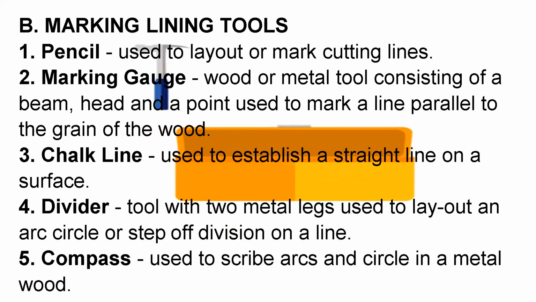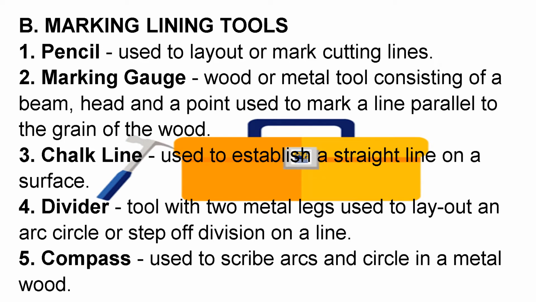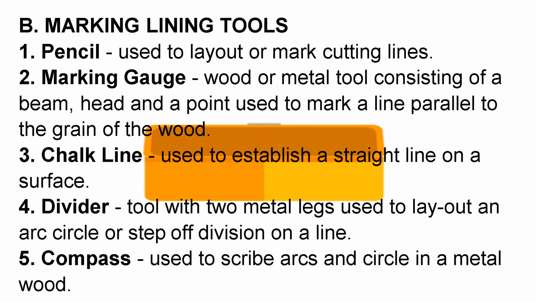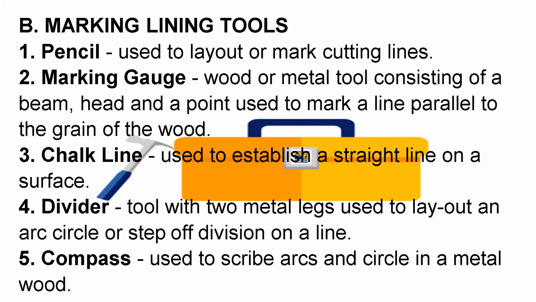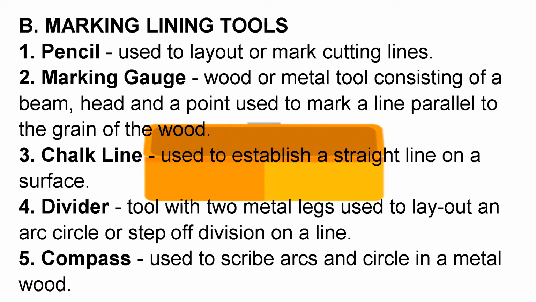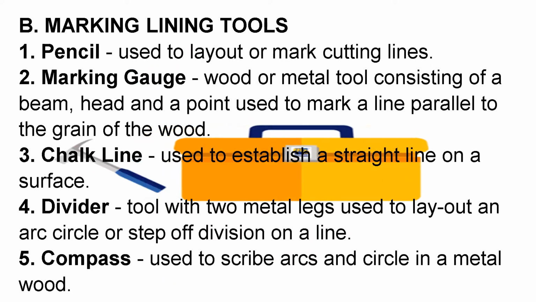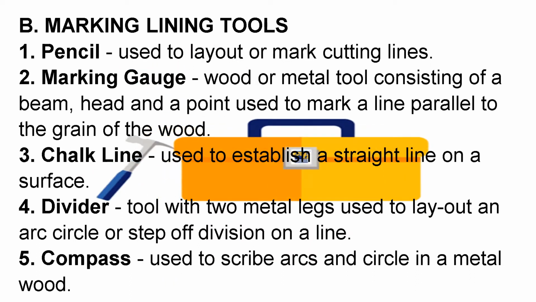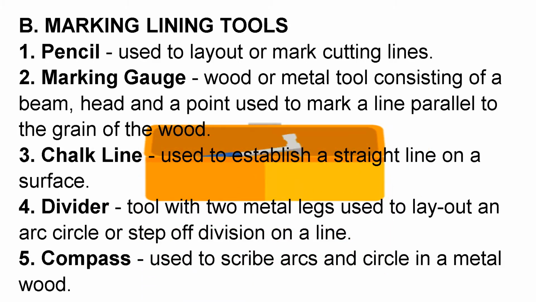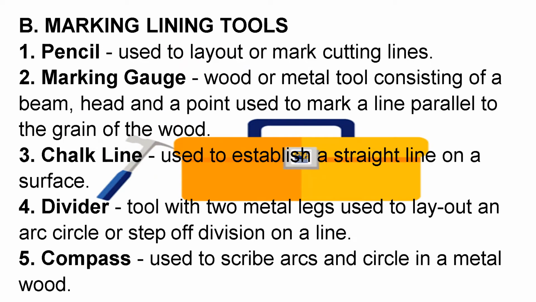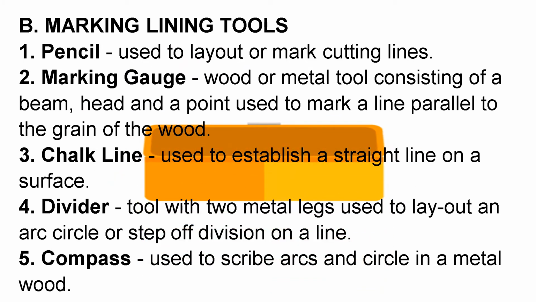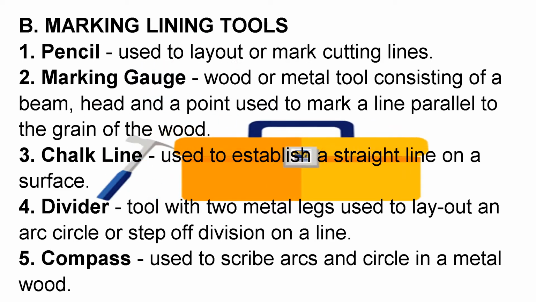Then, we have the chalk line, used to establish a straight line on a surface. Then we have the divider, a tool with 2 metal legs used to lay out an arc, circle, or step of division on a line. Then the compass, used to scribe arcs and circles in metal or wood. Those are under marking and lining tools.